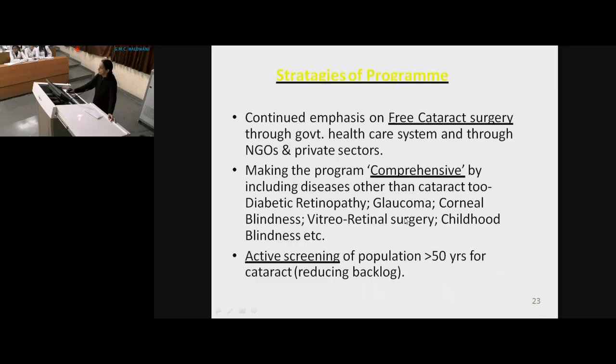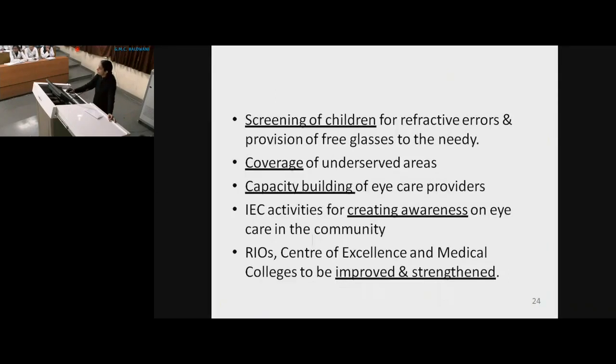What are the strategies of the program? Continued emphasis on free cataract surgery in the government healthcare system and through NGOs and the private sector, making the program comprehensive by including diseases other than cataract, like diabetic retinopathy, glaucoma, corneal blindness, vitreoretinal surgery, and childhood blindness. Active screening of the population more than 50 years for cataract. Screening of children for refractive error and provision of free glasses for the needy.